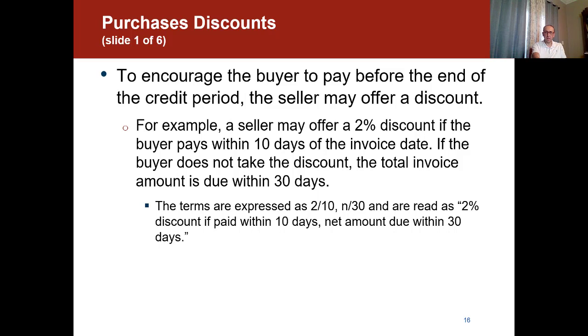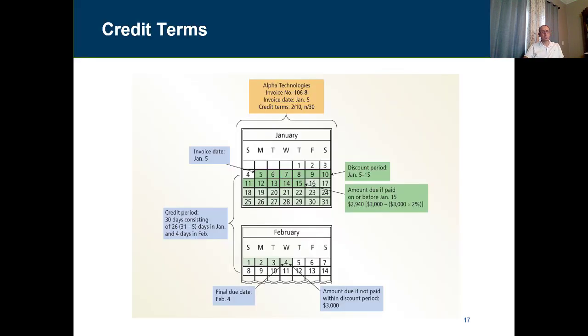So let's see this on a calendar and how this would work. Let's assume that the invoice date or the transaction date was January 5th. In this case, the date by which the amount has to be paid within 30 days is February 4th. You can take advantage of the discount by paying on the 15th, and that would be within the first 10 days. This is what we call the discount period, which is any day between the 5th and the 15th. In this case, the amount due, if paid on or before January 15th, would be $2,940.